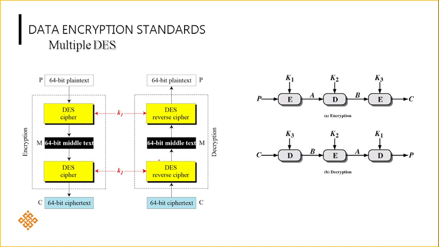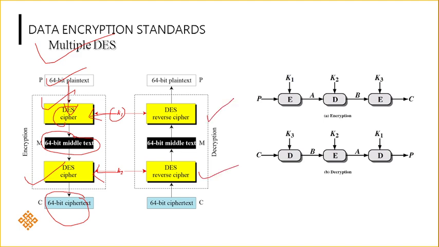In order to provide more security for DES, we have what is known as multiple DES. Instead of doing the encryption once, we can do it twice. The 64-bit plain text goes to the DES cipher with key 1, and the output we get is again encrypted with key 2. So we do the encryption two times. Similarly, we use the keys two times to decrypt, but the condition is that the first time we use key 2 on the decryption side, and the next time we use key 1. It is the reverse case.